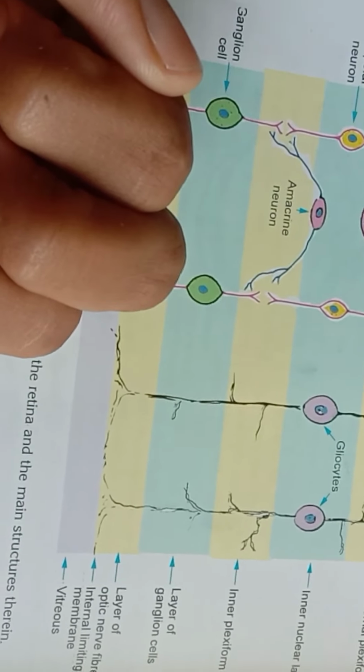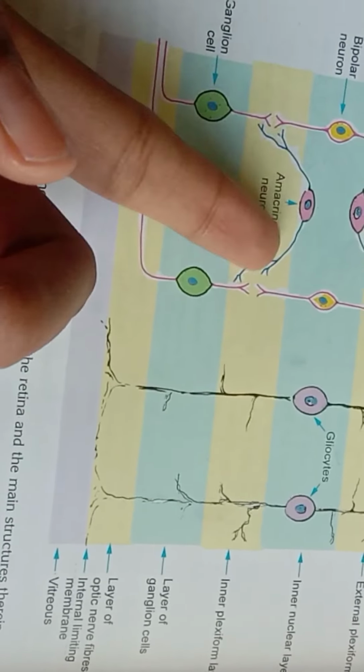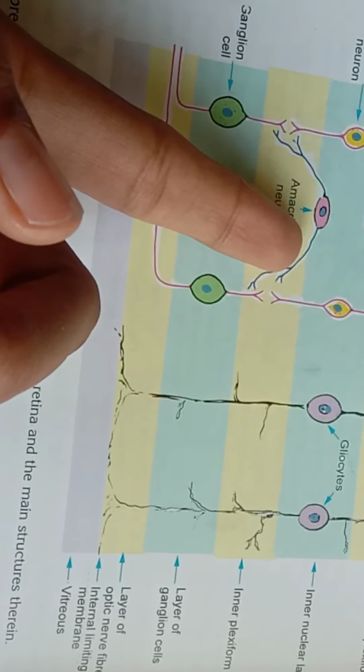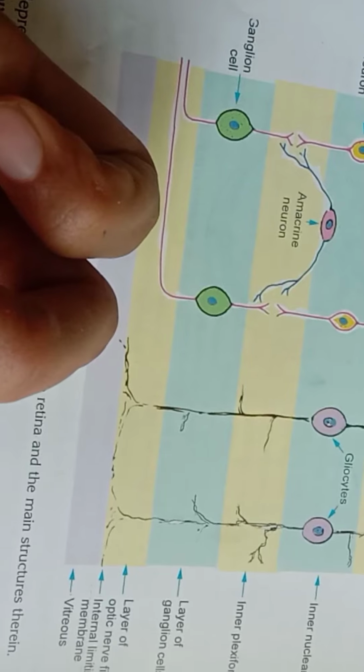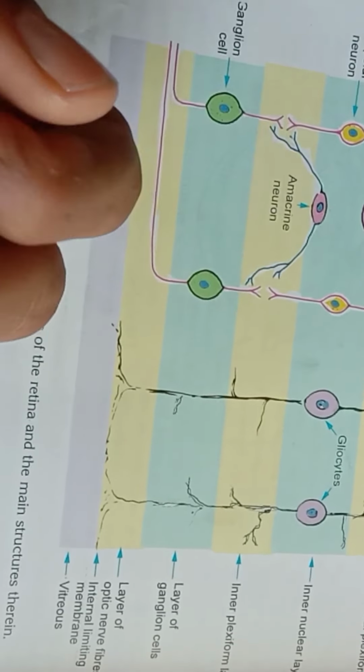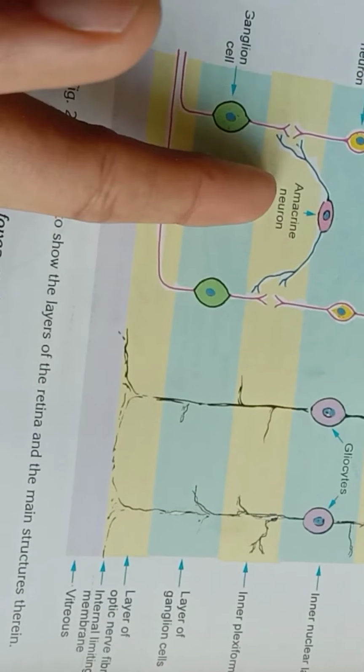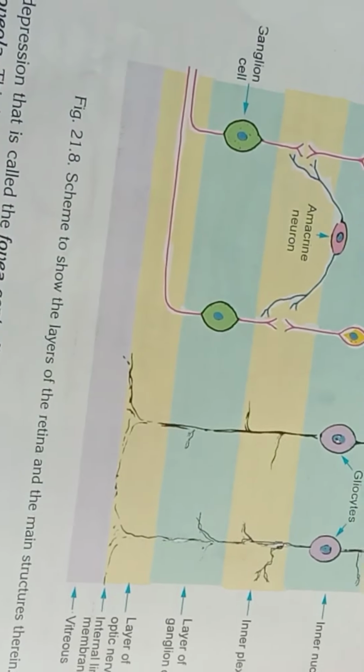Next we have our endocrine cells. These are also horizontally placed in the retina, and they enter the inner plexiform layer where they synapse with the axons of the bipolar cells, and also with the dendrites of the ganglionic cells, right? So this is the function. So this is about the endocrine cells.